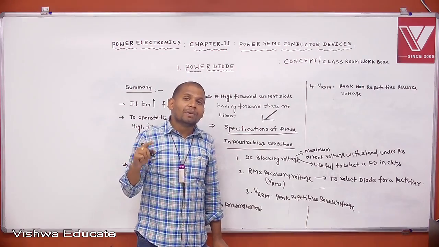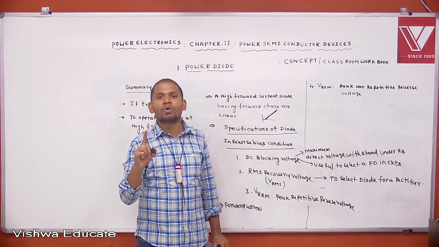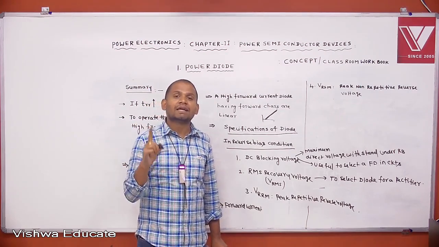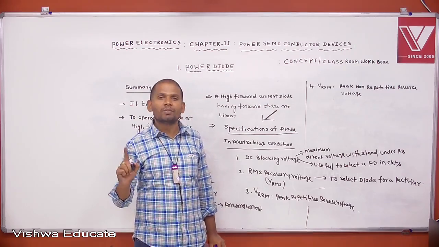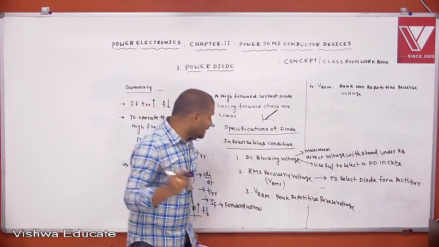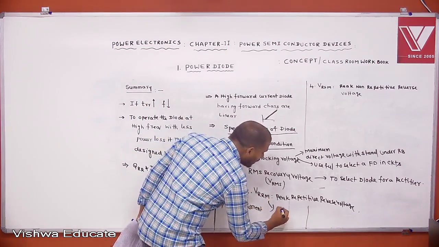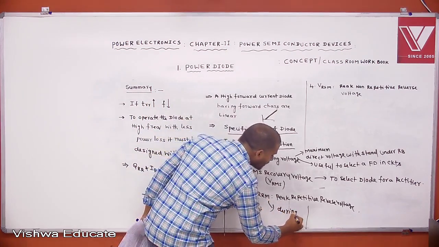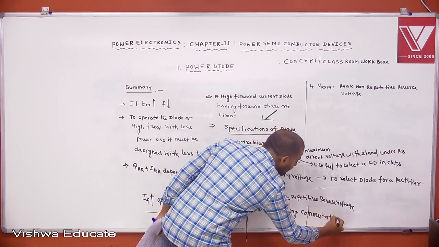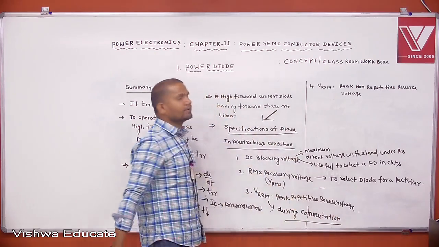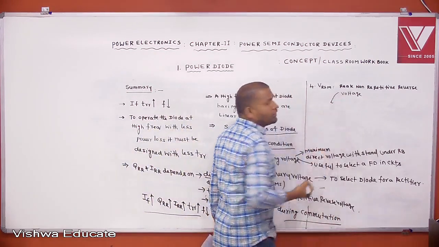That appears periodically in reverse bias condition. This is the maximum voltage across the diode that appears periodically in reverse bias condition. Okay, that point you remember. And this voltage exists during commutation circuit operation. During commutation, this voltage will appear. But what is the peak non-repetitive reverse voltage?